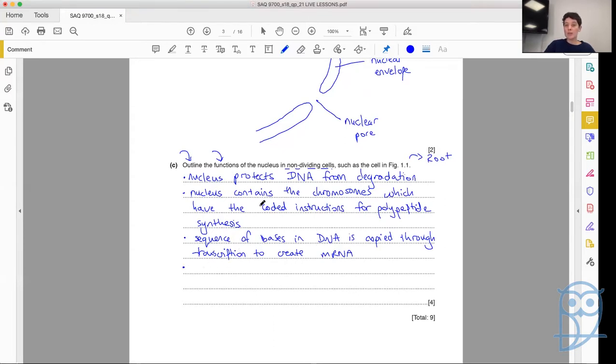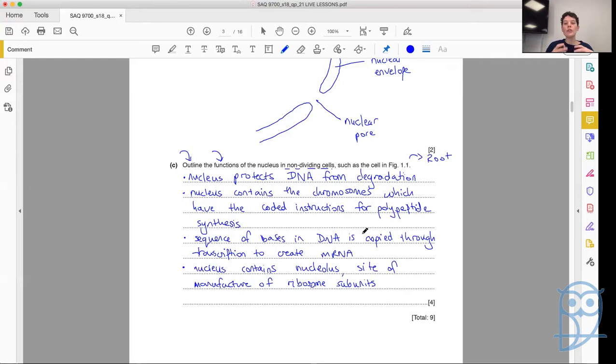So we also have an important area within the nucleus, and that's the nucleolus. So the nucleus contains the nucleolus. So let's go back again. So nucleus contains the nucleolus, which is the site of manufacture of ribosome subunits. So quite important functions.